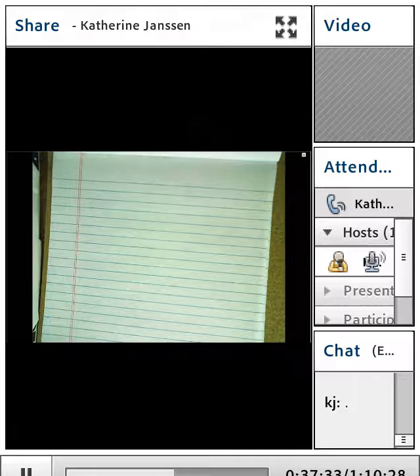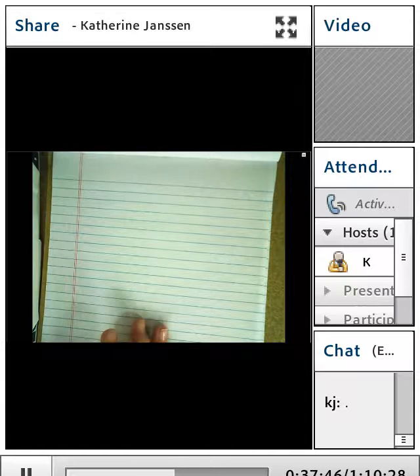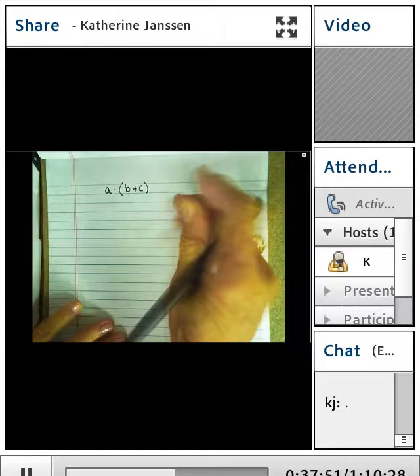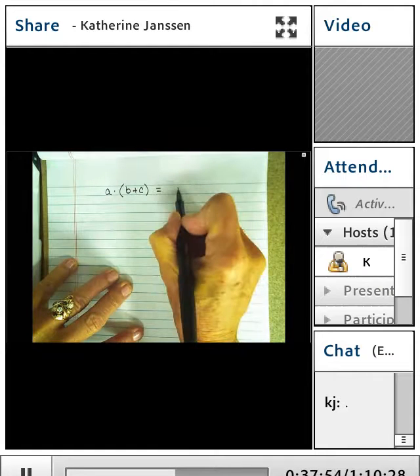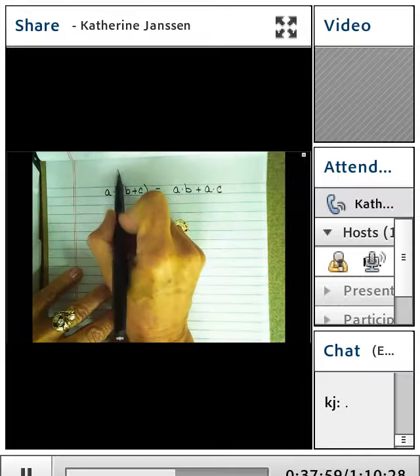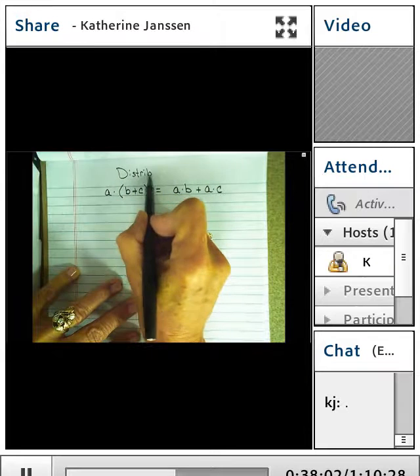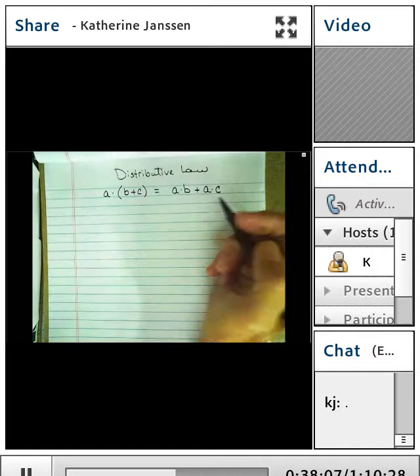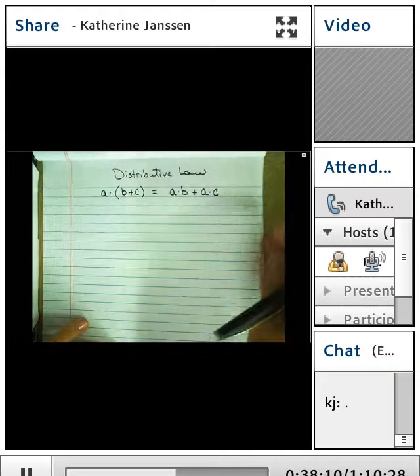It says that to multiply a number by a sum, a times the sum, b plus c, we can multiply each add-in by a and then add. Thus, we end up with a times the sum, b plus c, is actually equal to a times b plus a times c. This is called the distributive property. Very important. You must memorize and understand.